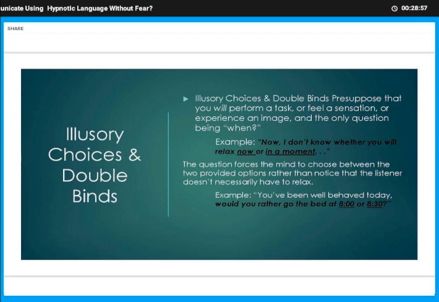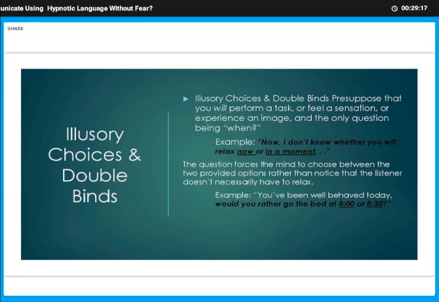That's called a double bind. It's called an illusory choice, because there's no real choice there. I already created the choices that I wanted him to choose between, either 8 or 8:30. I'm okay with either one. That's an illusory choice. So that's what that means.